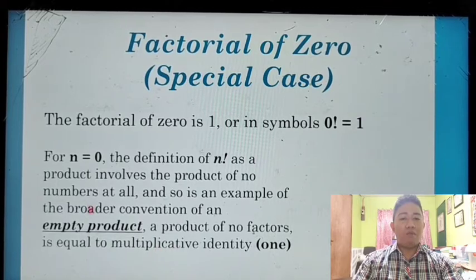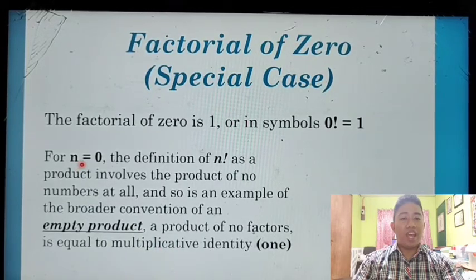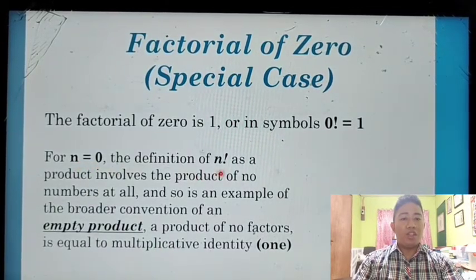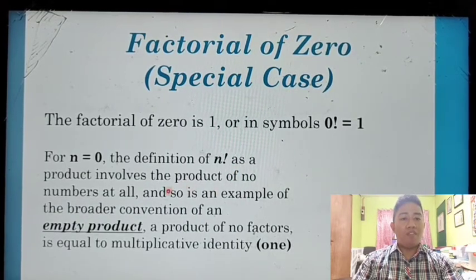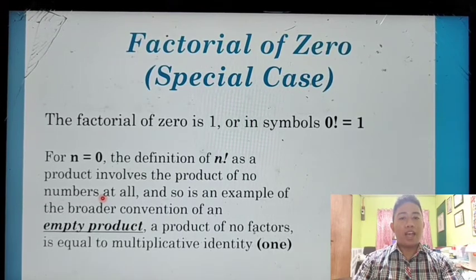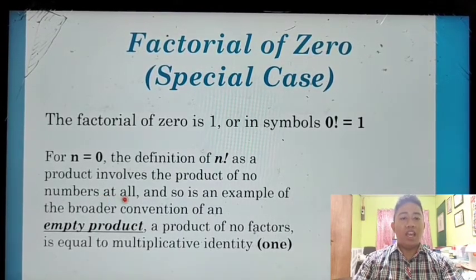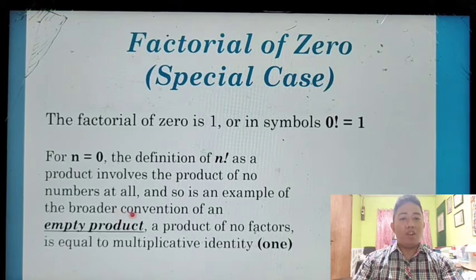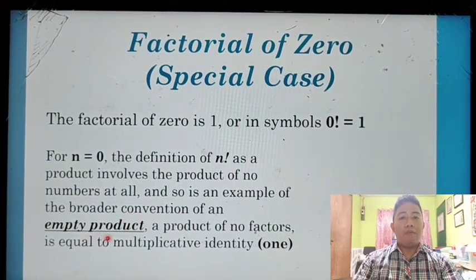So meaning to say, when you use the value of n which is equal to 0, the definition of 0 factorial involves the product of no numbers. Meaning to say, some of their factors are nothing, so it cannot be expressed with these numbers. We cannot express it as a product, but it is nothing.